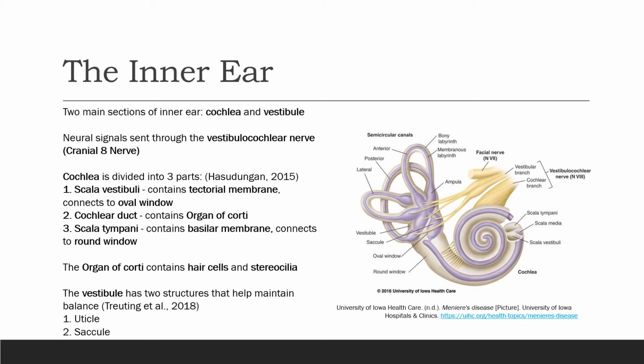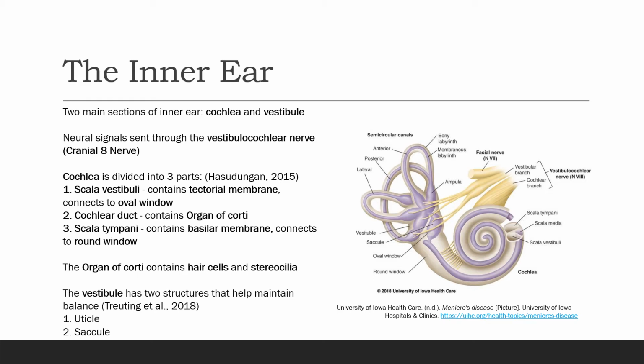The cochlea looks like a spiral shell, and it contains the cochlear canal. The canal can then be divided into three parts. The top part is called the scala vestibuli, and it contains the tectorial membrane. The middle section forms the cochlear duct, and the bottom section is the scala tympani, and it contains the basilar membrane.